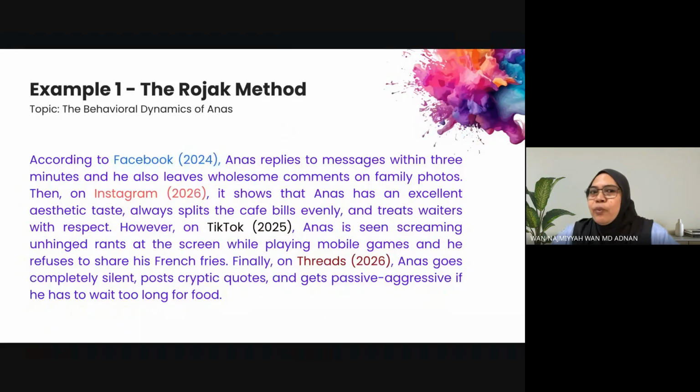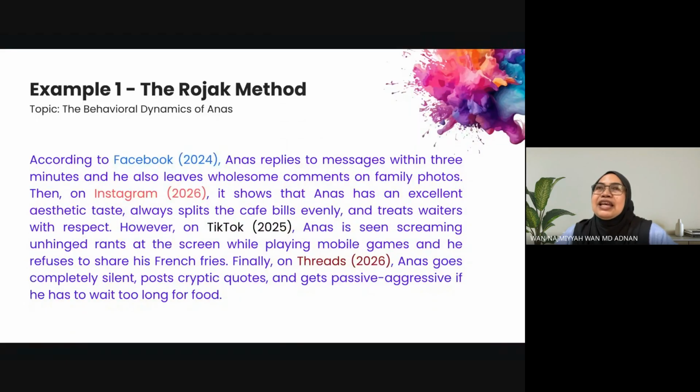So what? When you list about Anas, you know what? Anas on Facebook, he's like this. On Instagram, he's like this. On TikTok, he's like this. And on Threads, he's like this. Does that answer your question whether Anas is a suitable person? Whether he's compatible? So what? What can you conclude about Anas?